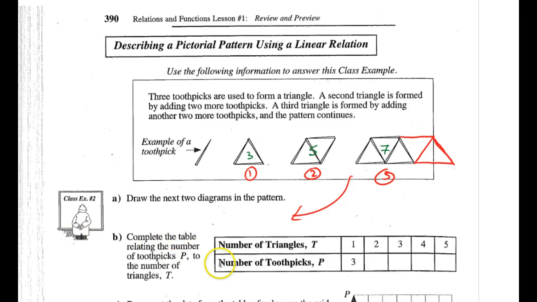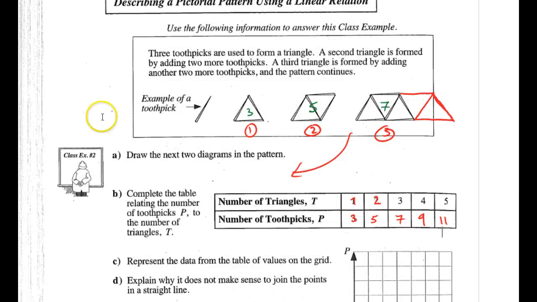B says complete the table relating the number of toothpicks to the number of triangles. So if the triangles are T, and it says here the first triangle has 3 toothpicks, the second triangle has 5 toothpicks, 3 triangles require 7 toothpicks, 4 requires 9 toothpicks, and 5 requires 11 toothpicks. Okay, so there's a relationship between toothpicks and triangles. We can all clearly see that, right? You need more toothpicks to make more triangles, simple as that.